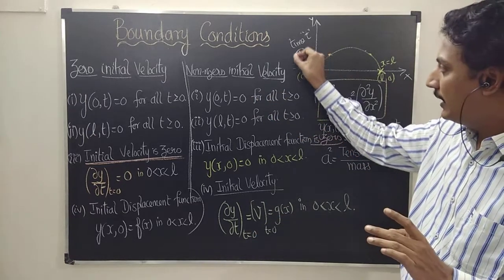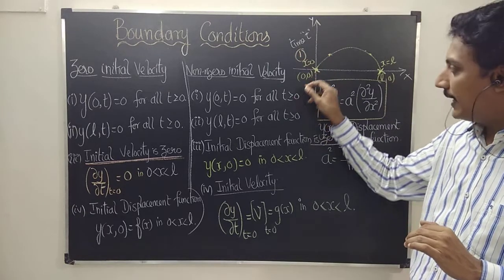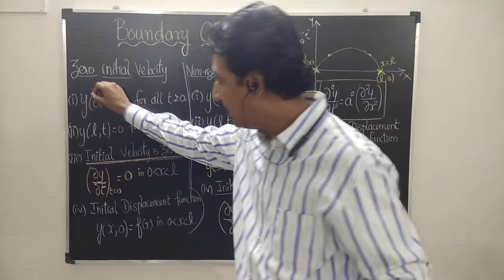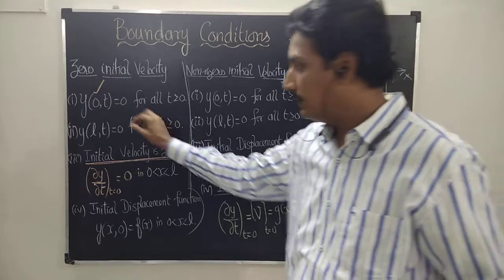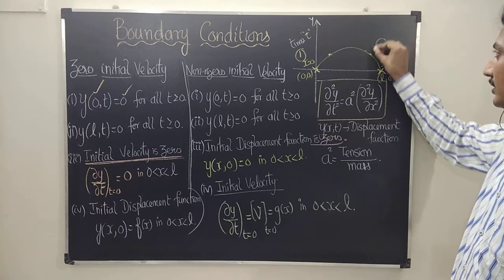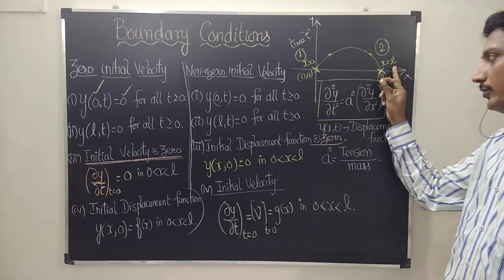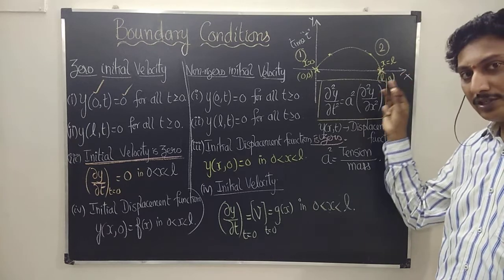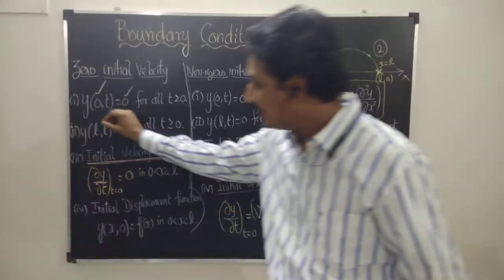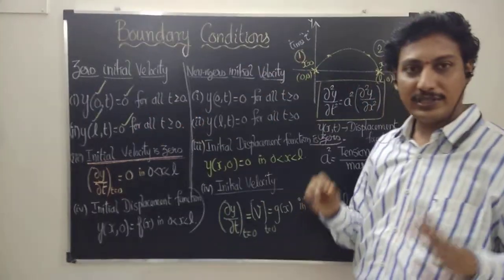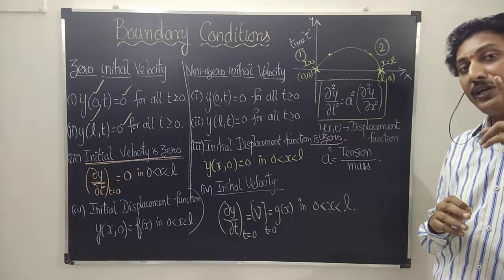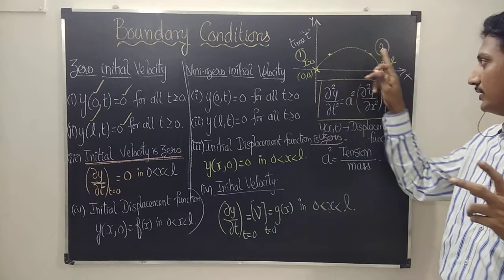First boundary condition, for the left extreme point: at this point it is fixed, so there is no displacement. So at x equal to 0, for any time t, there is no displacement. Got it? Second boundary condition, for the right extreme, at x equal to L. Once again, at this juncture, it is fixed, so no displacement. So at x equal to L, the displacement is once again 0 for any time t. Now, there are 2 boundary conditions for x, one for x equal to 0, one for x equal to L.